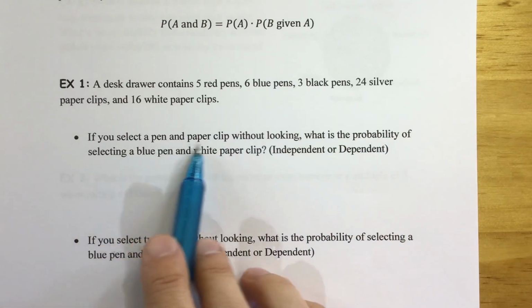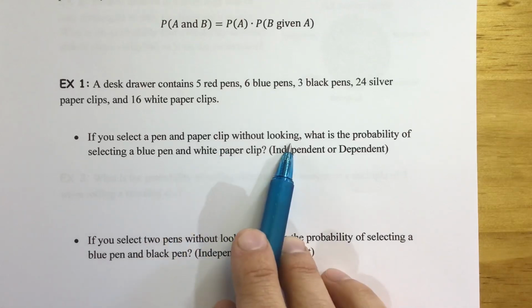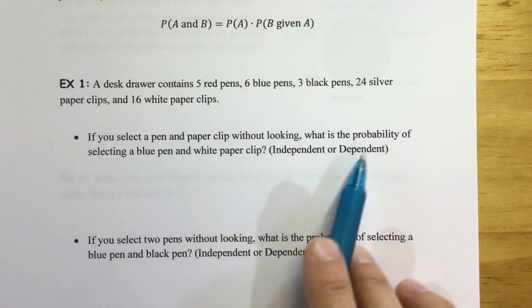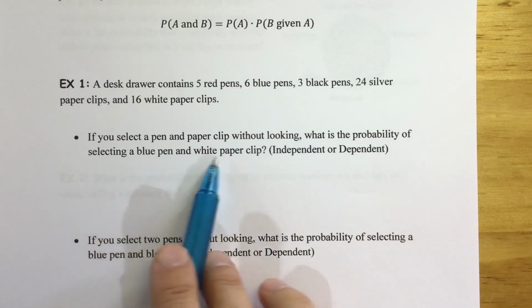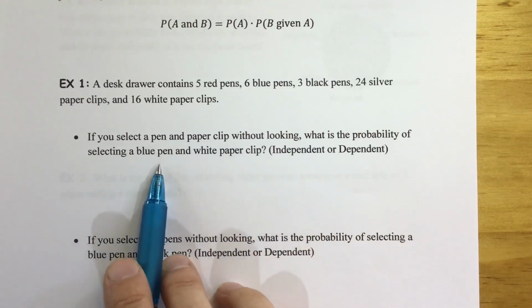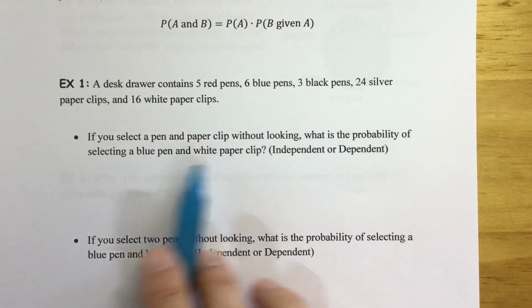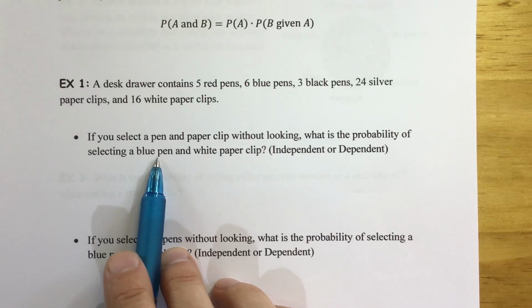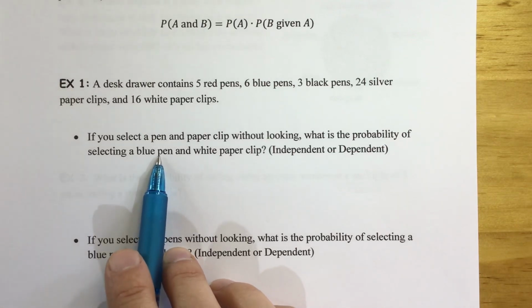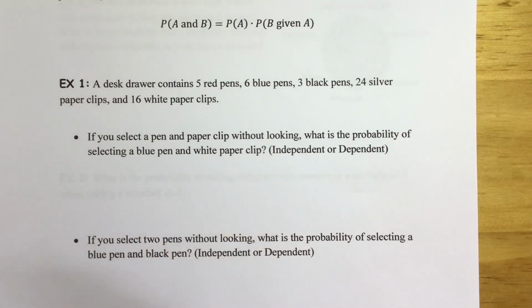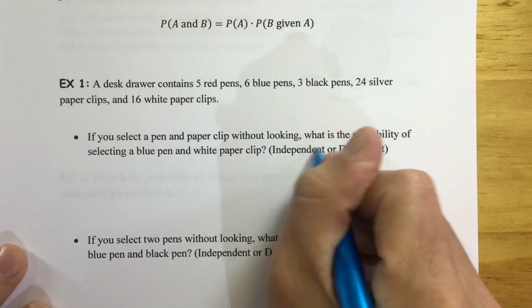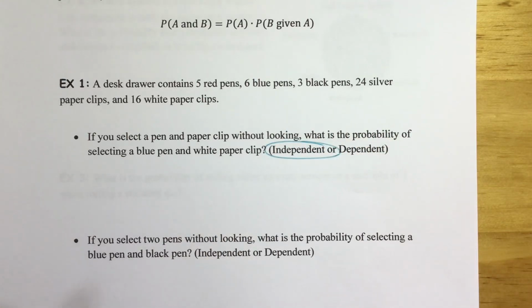First question. If you select a pen and a paper clip, so one of each, without looking, so you just reach in the drawer and pull them out, what is the probability of selecting a blue pen and a white paper clip? Now, the type of paper clip that you select has absolutely nothing to do with the fact that you may have chosen a blue pen. When you choose that pen, you feel it by size, right? You pull out a pen, you set it down, and then you go back and reach in there for a paper clip. The paper clips are a whole different group. You might as well reach into a different drawer. So this would be an example of independent events. They do not affect each other.